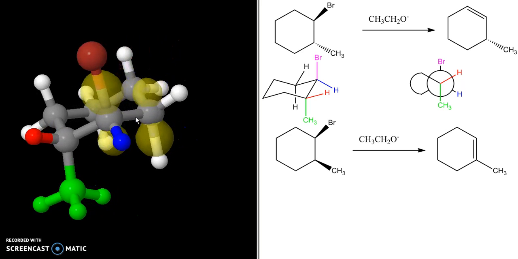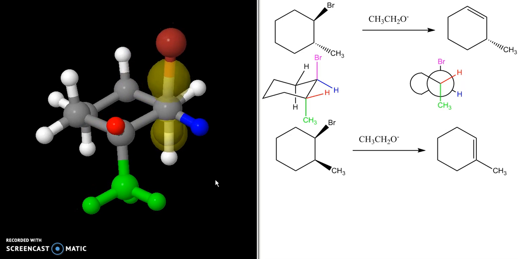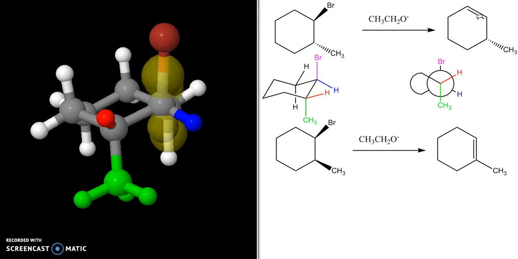I do start forming some of my pi bond during the transition state, which helps stabilize the transition state and gives me a lower energy transition state, so that this is the product that forms more rapidly. And this is my major product. I can do a similar analysis for my cis substituted cyclohexane, which does give me the more substituted alkene product.